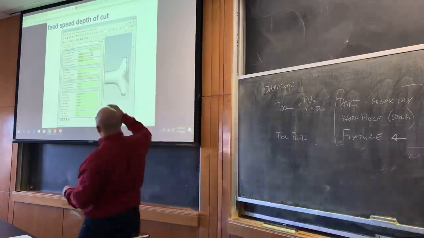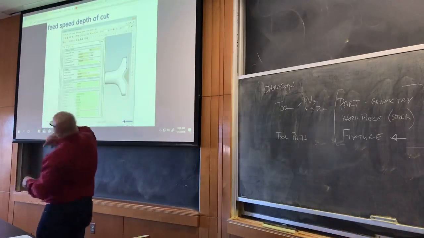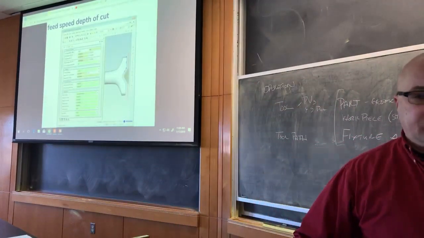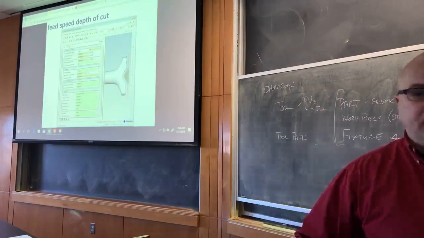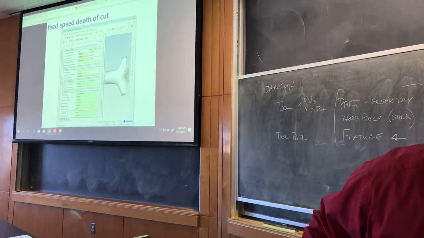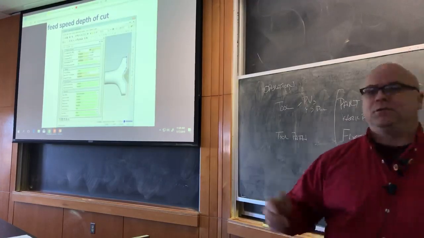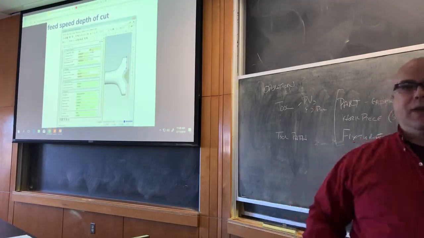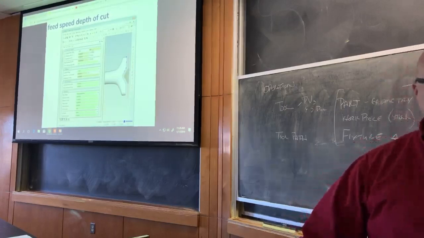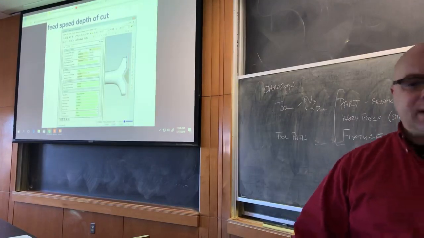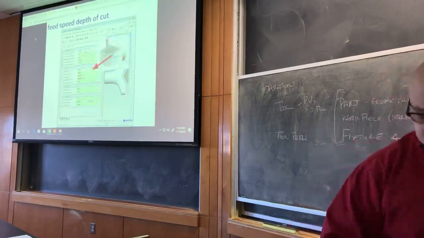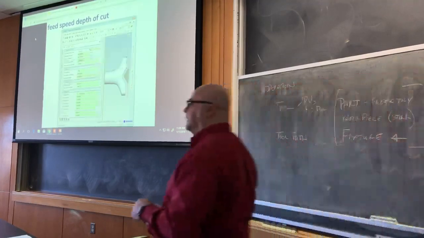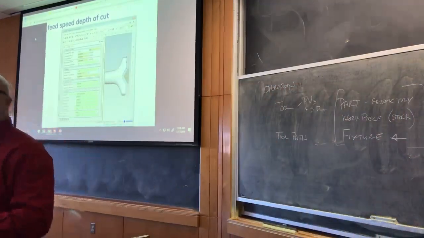So feed, speed is up at the top, right? So speed's up here. We got cut speed, RPM or SFM. They say SPM here instead of F, surface per minute. I don't know. Some software guy wrote the interface. Probably wasn't a machinist. But 6,000. Why 6,000 here? Why is that 6,000 up there? Somebody guess. Why is that 6,000?